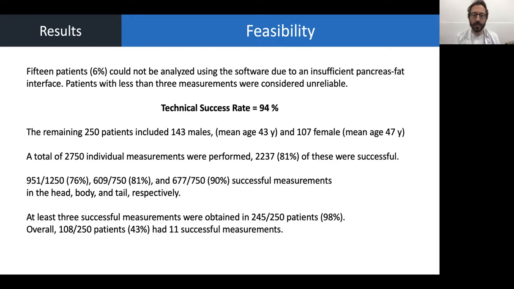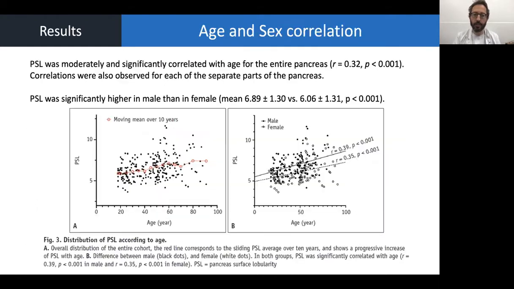And you see that the successful measurements were quite evenly distributed among the different segments of the pancreas, but the tail was slightly easier in terms of success. So at least 3 successful measurements were obtained in 98% of the patients, and overall 43% of the patients had all 11 individual measurements that were successful.